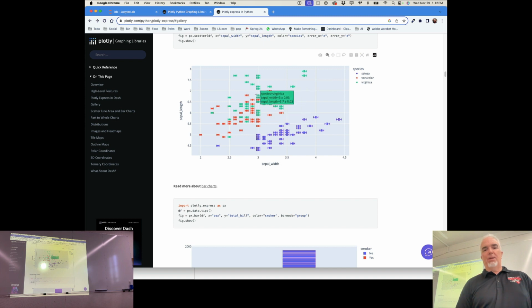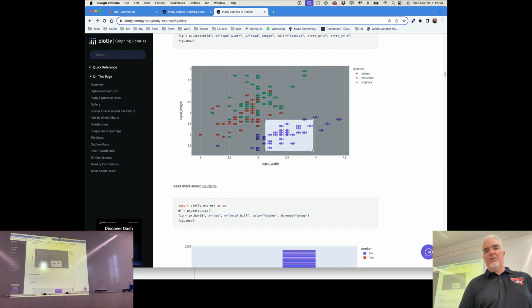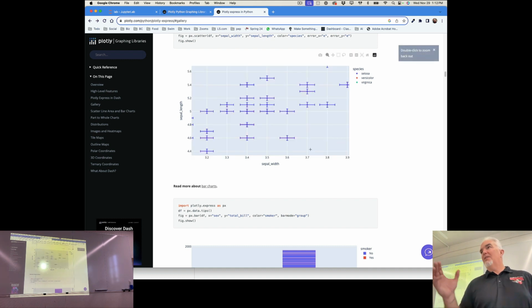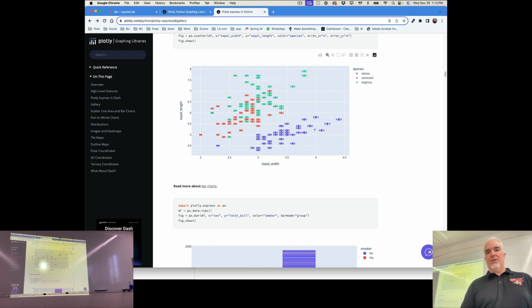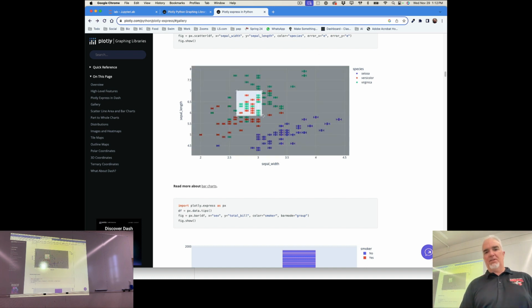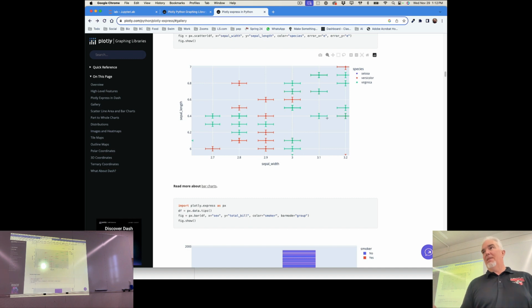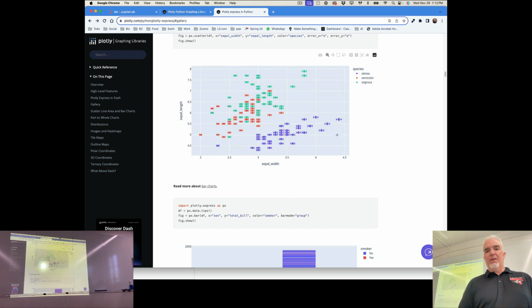But this is an actual Plotly chart, and you can see not only can I interact with it, but if I click and drag to a section of it, I can actually zoom in on that visualization and get a closer look at that piece of the data. If I wanted to look at this section, I can zoom in on that. So it's really, really cool.